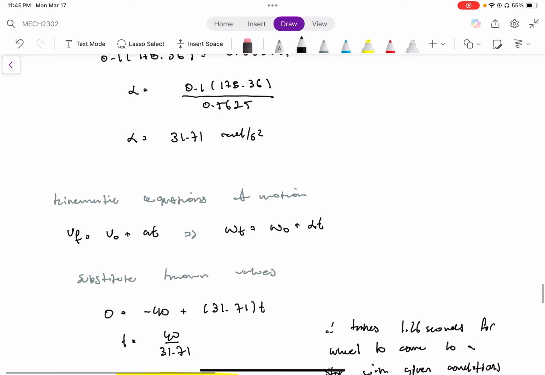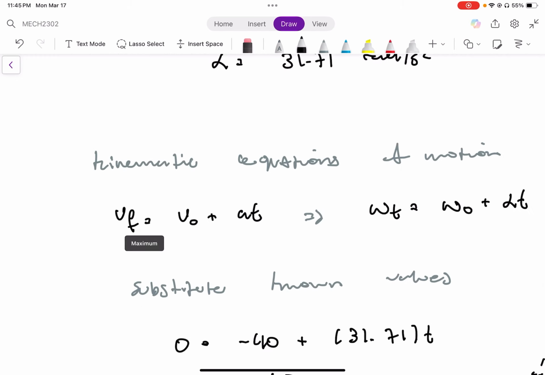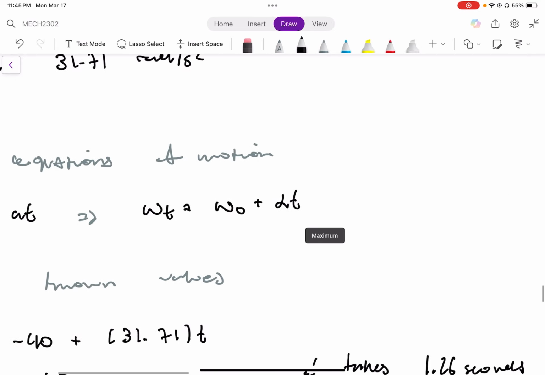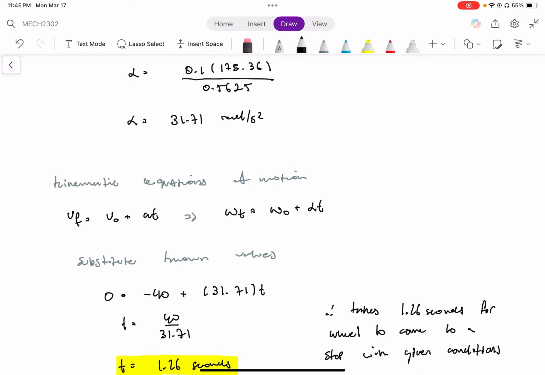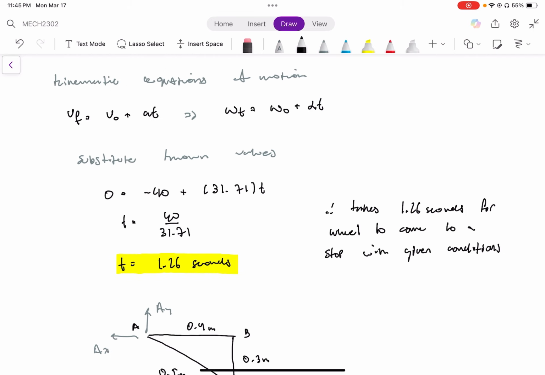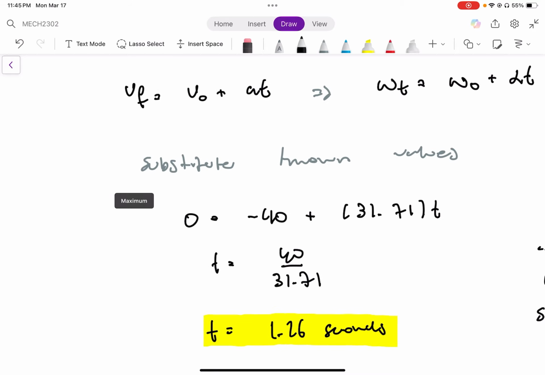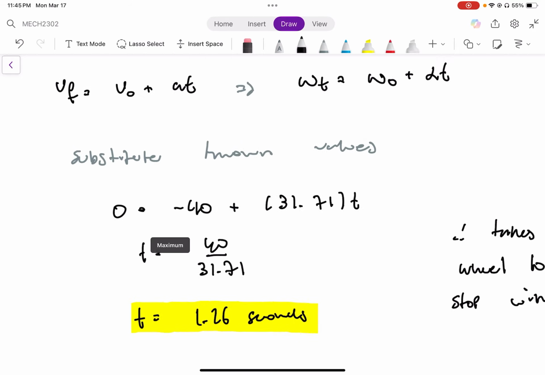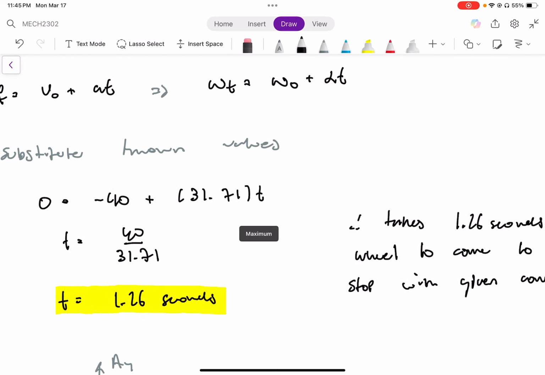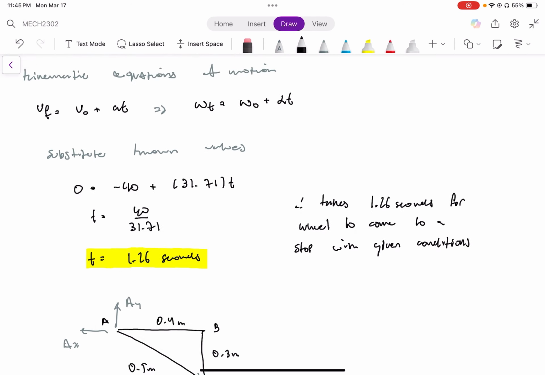Right here, we're using the kinematic equations of motion. This is the equation for linear motion, and this is for angular motion. Basically the same thing, but the variables change. They're the same principle. So here we plug in all the values that we know, and we find that t equals 1.26 seconds, where omega is zero at the end, minus 40 is the initial angular velocity that we currently have, and angular acceleration is what we solved for. So it would take 1.26 seconds for the wheel to come to a full stop with the given conditions.